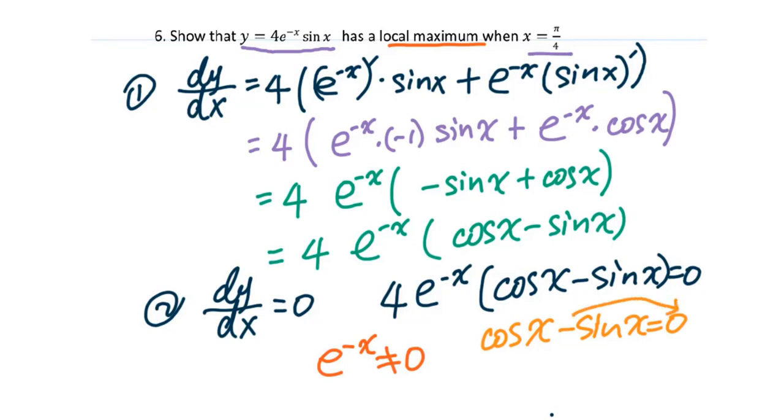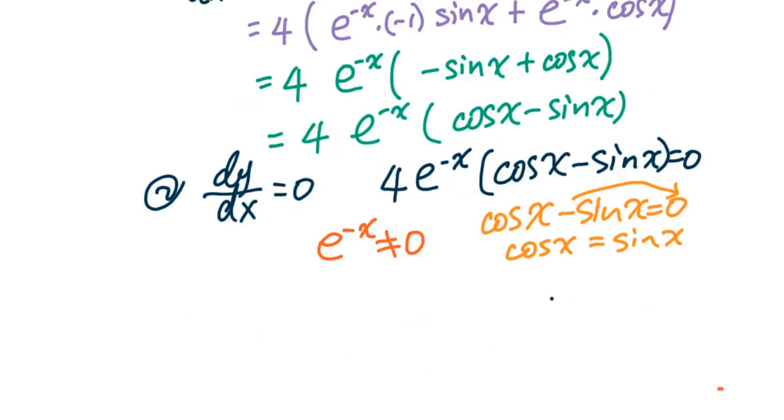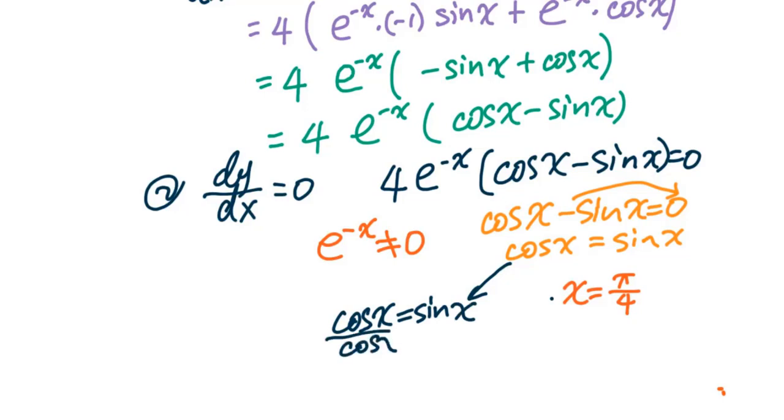So we move the term across, and you will get the cosine x equals sine x. At what angle does sine x equal cosine x? We know x equals pi over 4. Or if you want to show it like this, it will be fine. Cosine x equals sine x. So you divide both sides by cosine x. Then you can get tangent x equals 1. Then you can get x equals pi over 4.